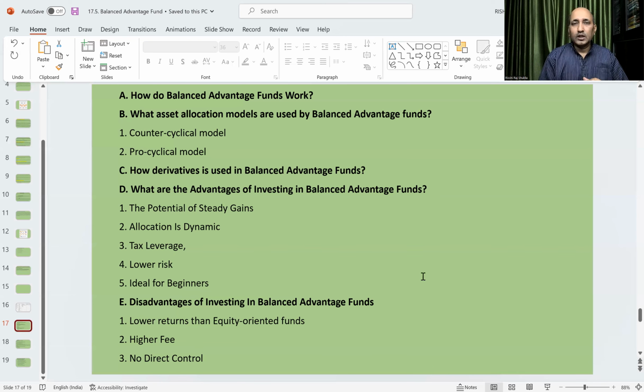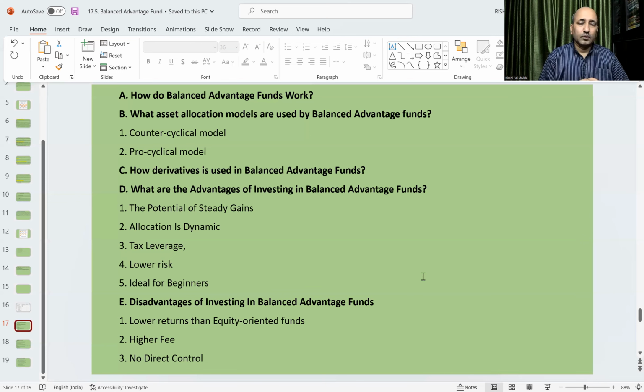Second, one can gain regular income from the balanced advantage fund. One can simply trigger an SWP, systematic withdrawal plan, and can have regular income from the balanced advantage fund, especially senior citizens who don't have a regular source of income, a regular stream of income, can gain from this balanced advantage fund.